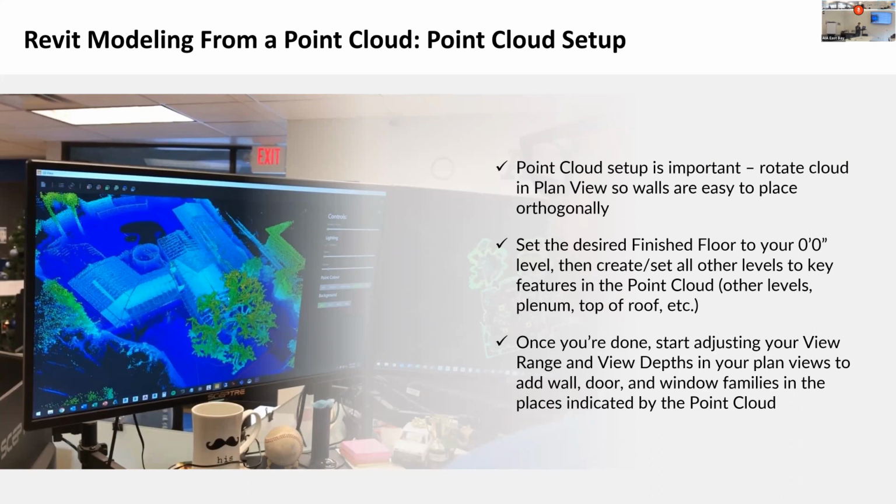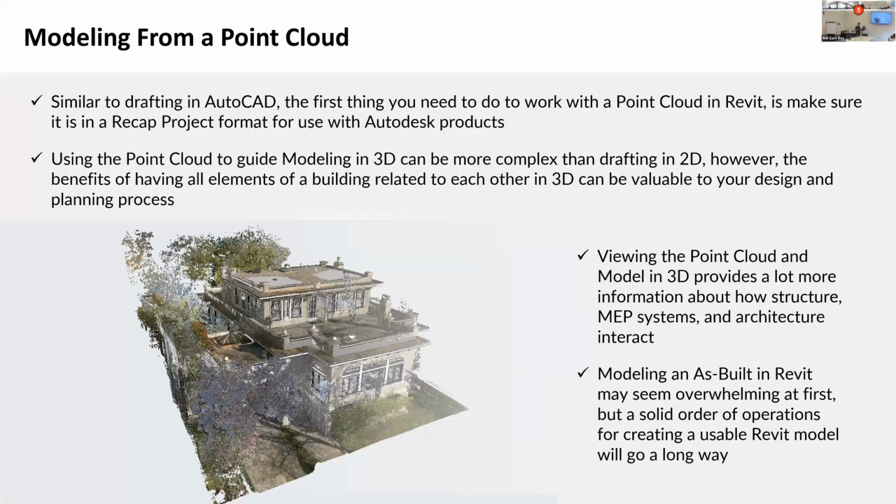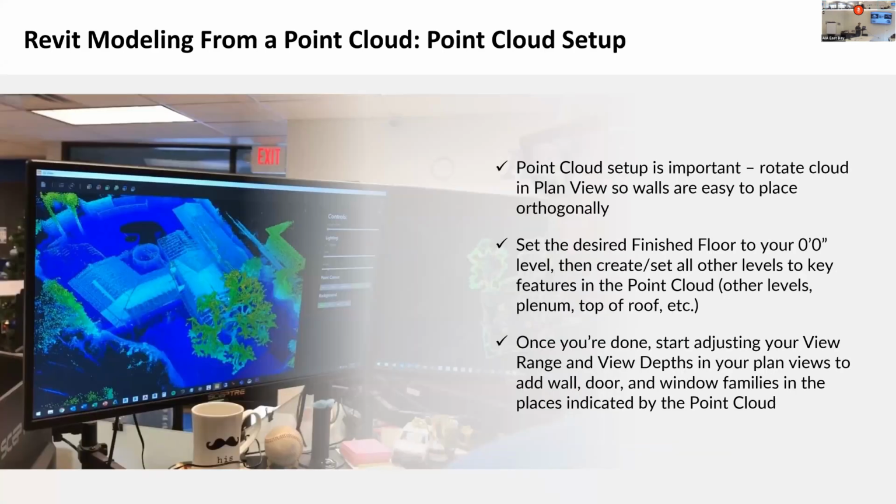It's a lot of the same process. You just import that point cloud into Revit and start adjusting ranges, view depths, and set up your families, and we could model directly into Revit. What would that take, like a church? How long did that church one take?